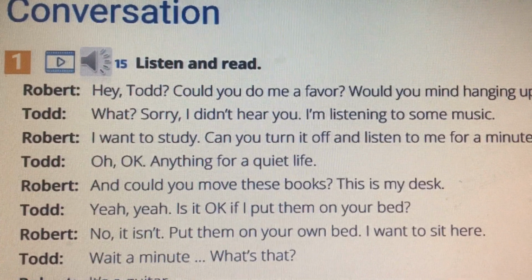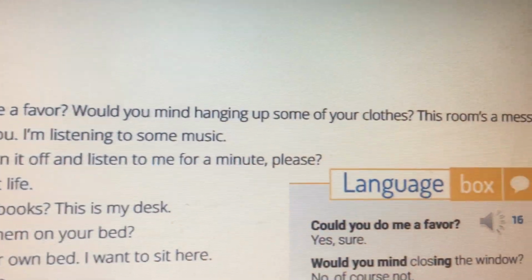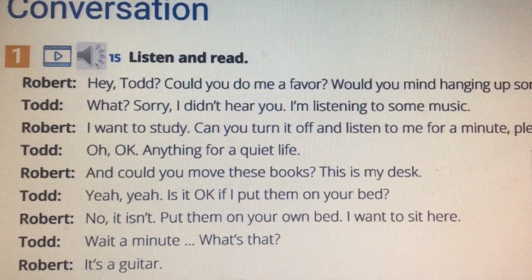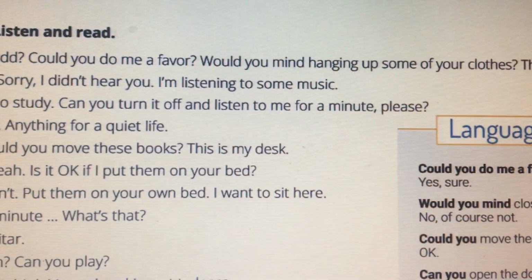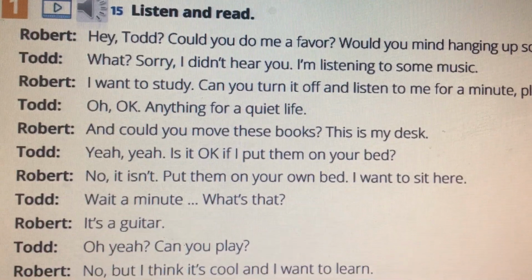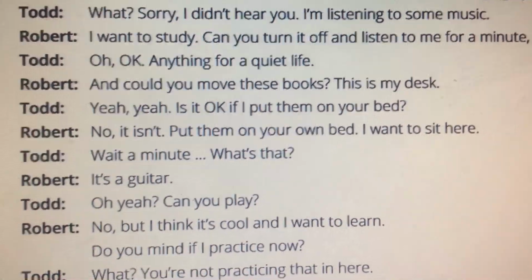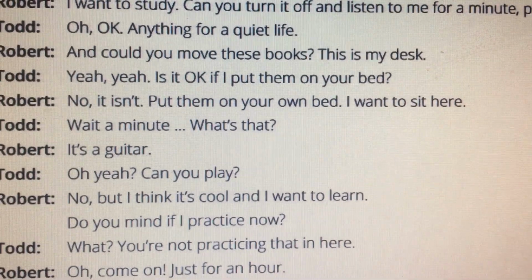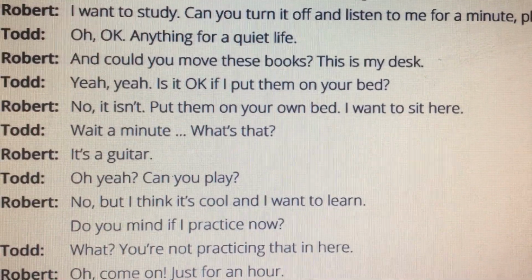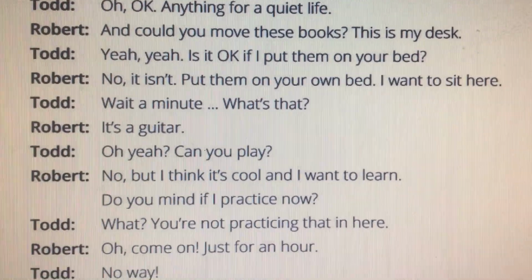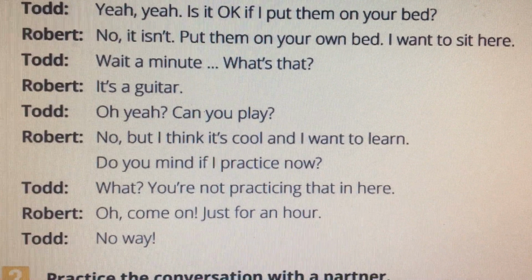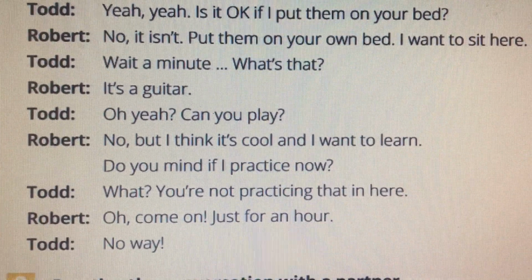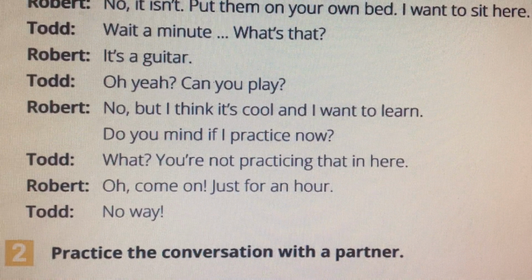Hey Todd, could you do me a favor? Would you mind hanging up some of your clothes? This room's a mess. What? Sorry, I didn't hear you. I'm listening to some music. I want to study. Can you turn it off and listen to me for a minute, please? Oh, okay. Anything for a quiet life. And could you move these books? This is my desk. Yeah. Is it okay if I put them on your bed? No, it isn't. Put them on your own bed. I want to sit here. Wait a minute. What's that? It's a guitar. Oh, yeah? Can you play? No, but I think it's cool, and I want to learn. Do you mind if I practice now? What? You're not practicing that in here. Oh, come on. Just for an hour. No way.